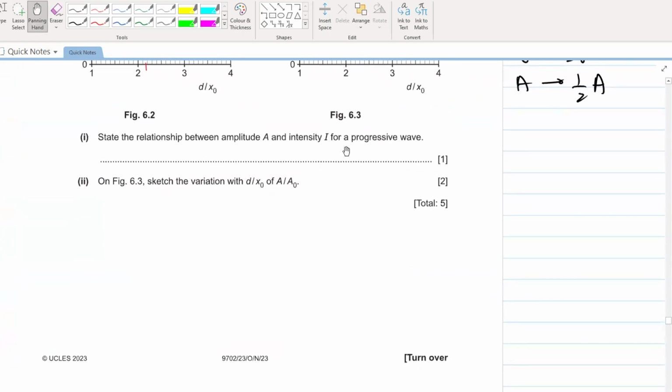State the relationship between amplitude and intensity of a progressive wave. क्या कहोगे? Intensity is directly proportional to amplitude square. On figure 6.3, sketch the variation. ये हमने कर लिया. We have done the graph as well. Perfect.